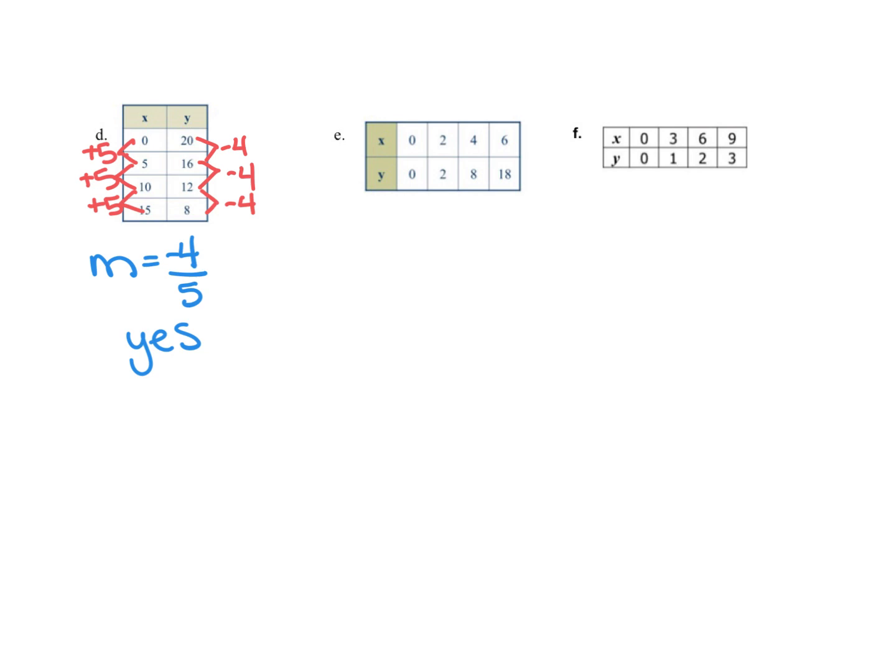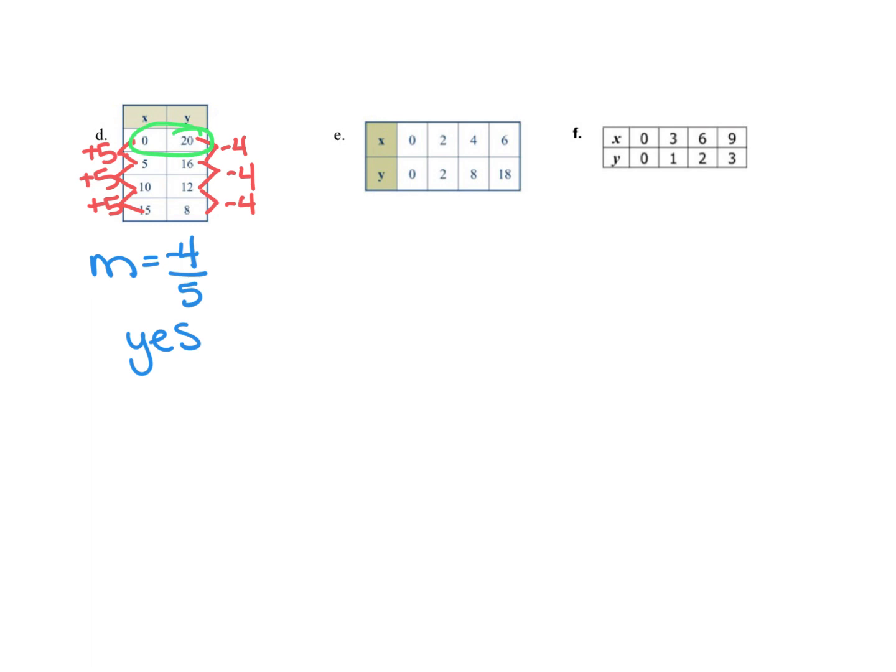Now, also note that at the 0, that's our y-intercept, and this has a y-intercept of 20, and therefore this is linear, but it is not directly proportional. If it were directly proportional, it would start at 0, 0.